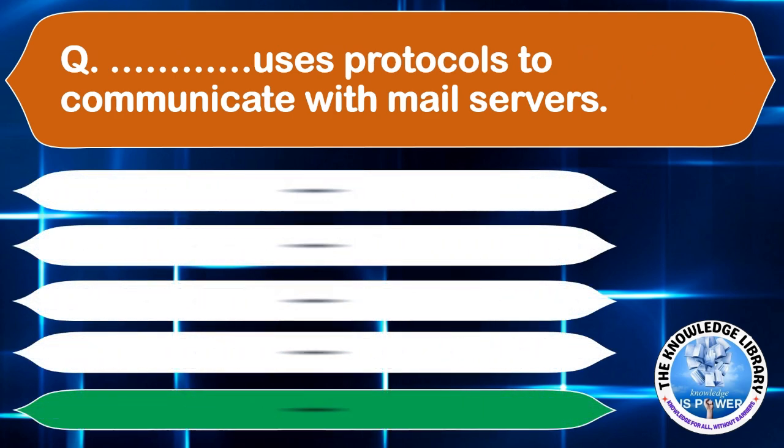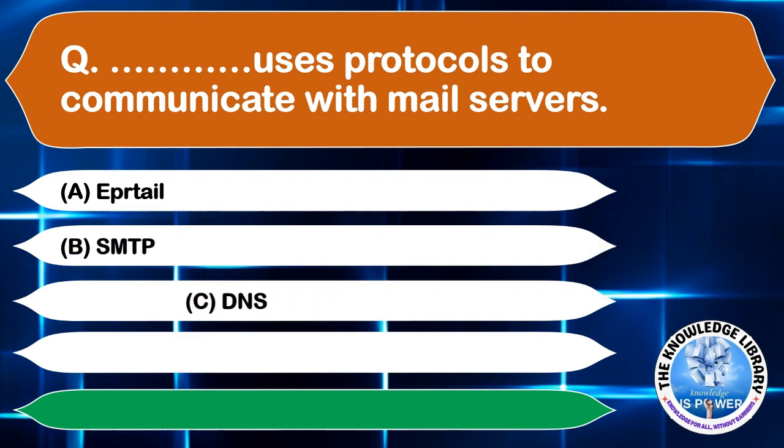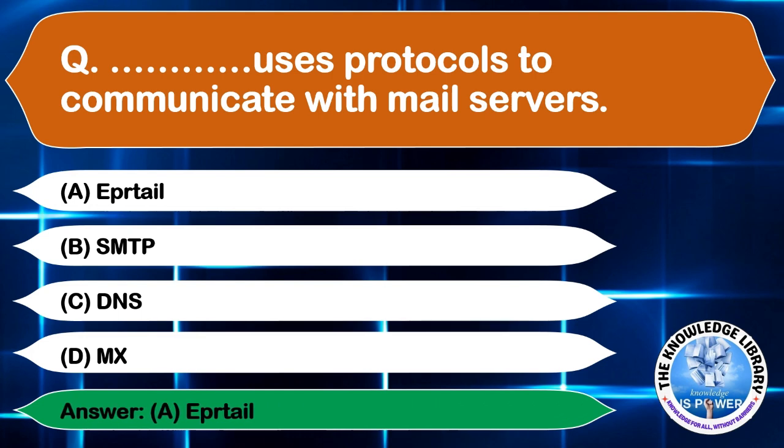The next question is, dash uses protocols to communicate with mail servers. Option A, Telnet. Option B, SMTP. Option C, DNS. Option D, MX. The correct answer is option A, Telnet.